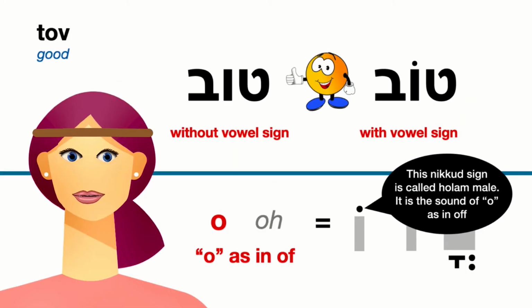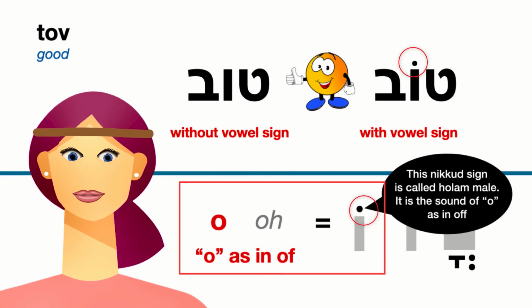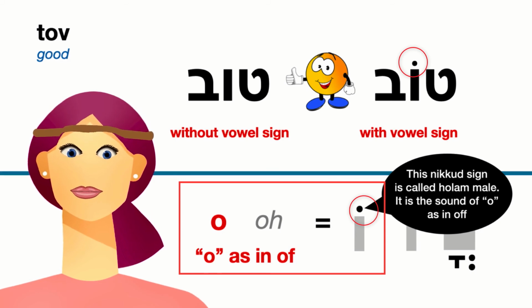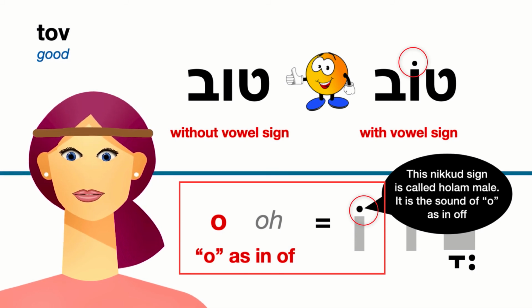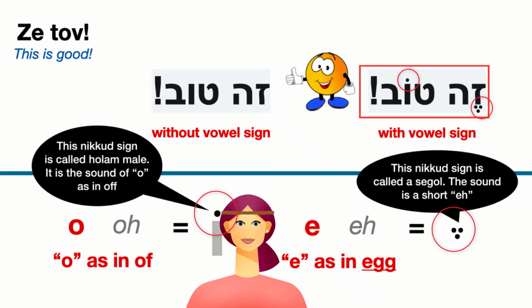The word tov is spelled with a tet, a vav, and a vet. This is an example where the letter vav is pronounced as the vowel O. That's because the nikkud sign on the vav is the sign for the vowel O, as in the O in off. Let's practice saying tov. Tov. Now you can say a Hebrew expression. Ze tov. This is good.